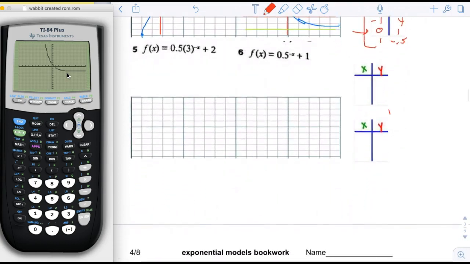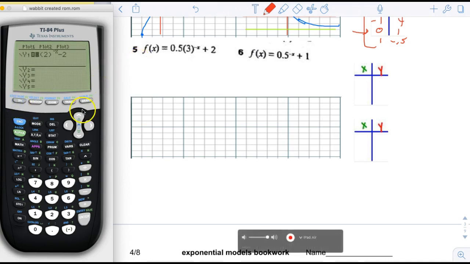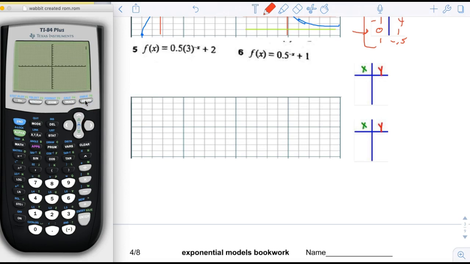Okay, now the last two problems. So again, I'm just going to type it in first. So I'm going to put 0.5 times parentheses 3 to the -x power plus 2. Now I'm going to graph just to see about what it looks like. Okay, so it starts high and goes down because, do you see the negative here? So when you have the negative here, instead of making it exponential growth, it's exponential decay.